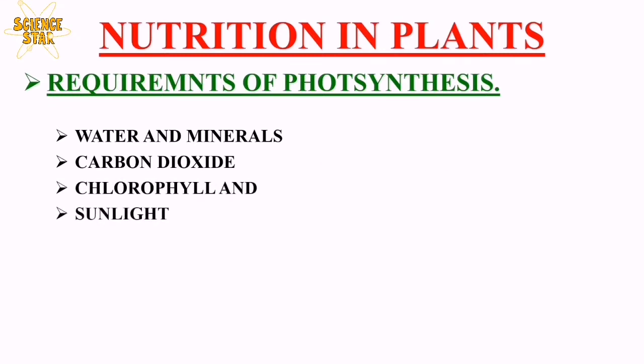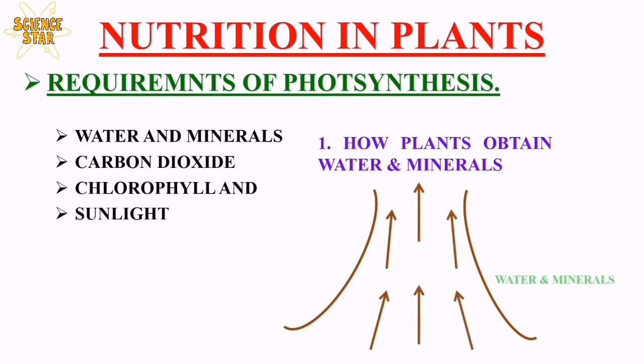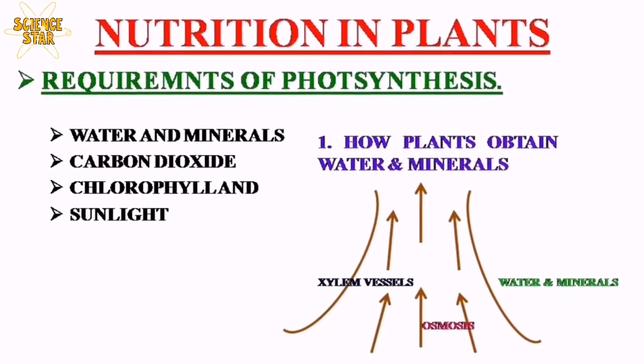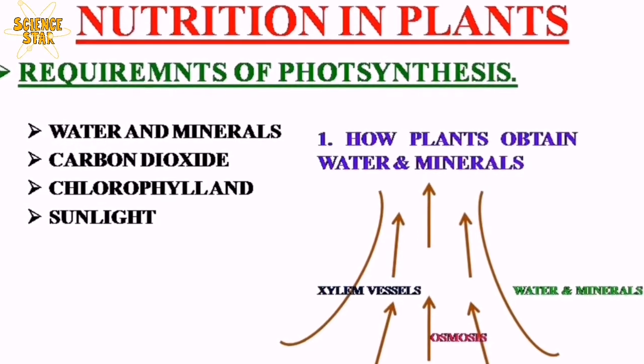Let us discuss each one by one. How plants obtain water and minerals. Water and minerals are absorbed by roots of the plants from the soil through the process of osmosis. Water and minerals are transported to the leaves and other parts of the plant by xylem vessels.